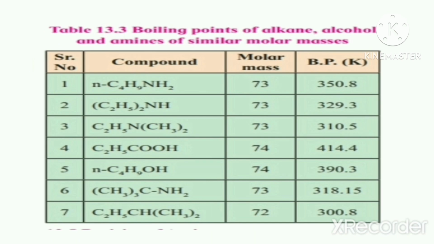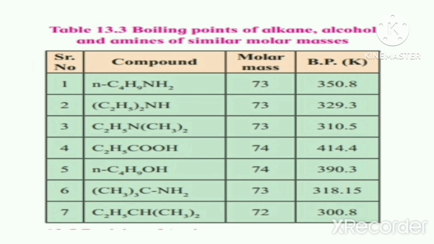See, the fourth compound is propionic acid. Molar mass is 74 and boiling point is 414.4 Kelvin. Then the fifth compound is n-butyl alcohol. Molar mass is 74, boiling point is 390.3 Kelvin.